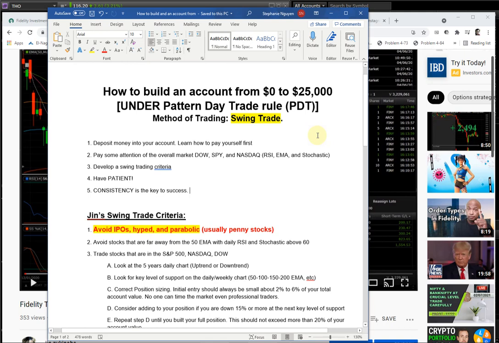Now these are my criteria. You can follow along if you like. Hopefully it helps. It's not a guarantee, but at least it helps, right? Because I'm going to show you guys how I do it. So the first thing I need to do is deposit money into your account. Learn how to pay yourself first.